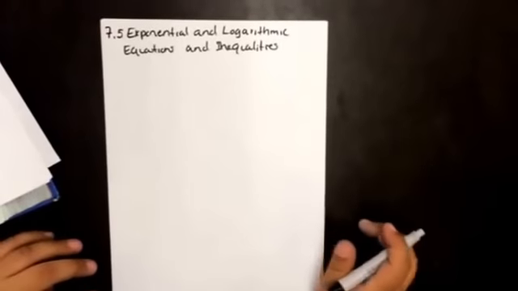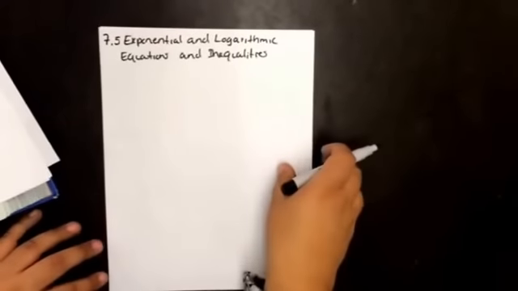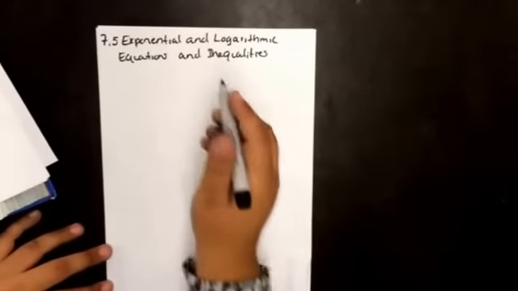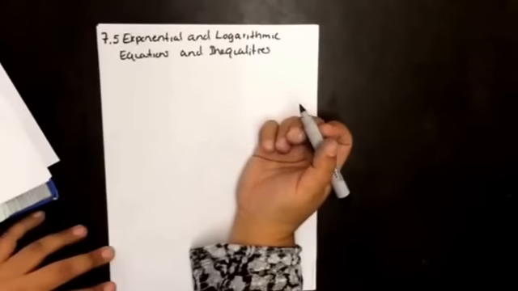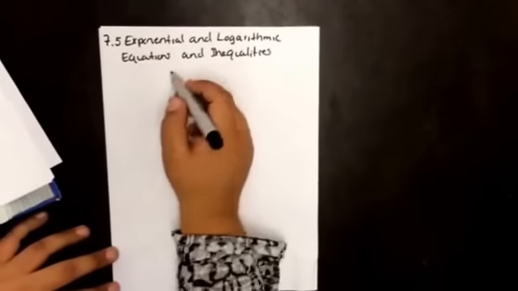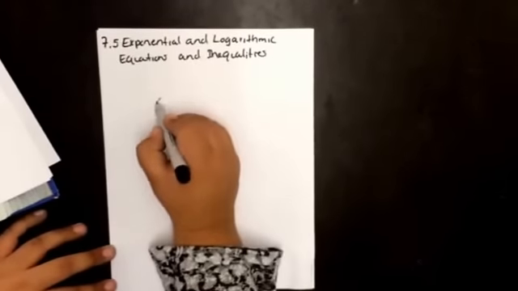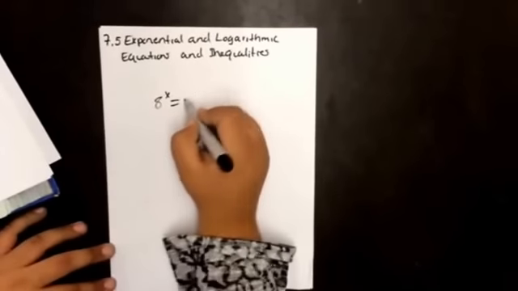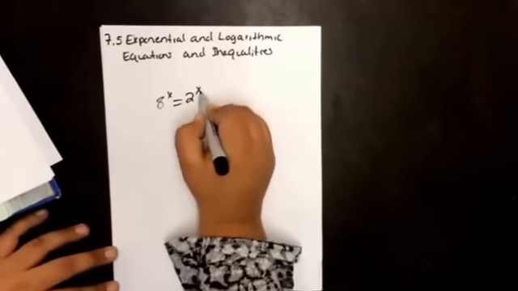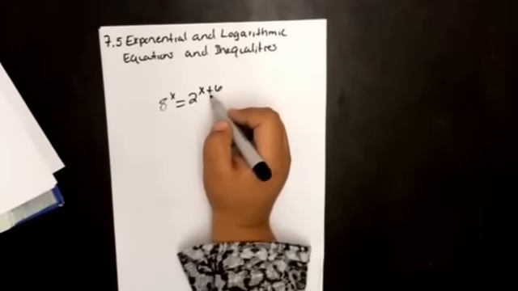7.5 exponential and logarithm equations and inequalities. So you're going to learn how to solve exponential and logarithm equations. So we have 8 to the x equals 2 to the x plus 6.